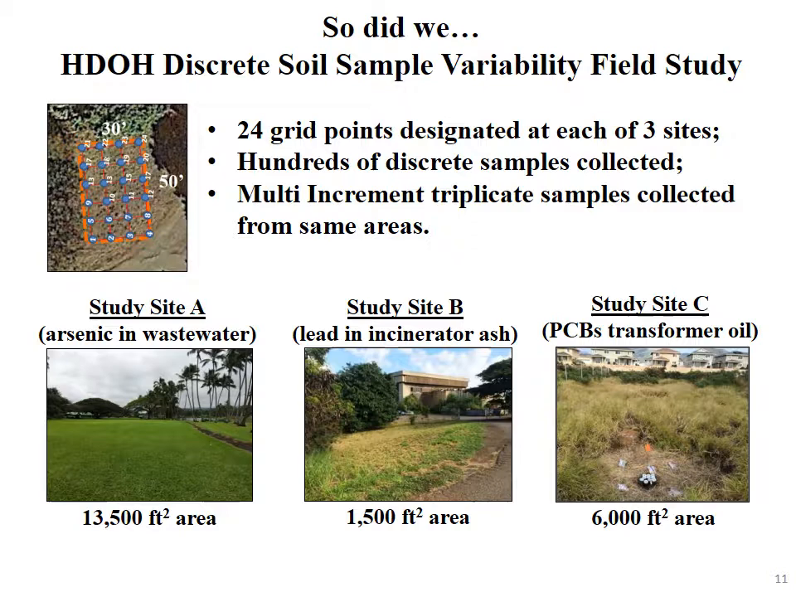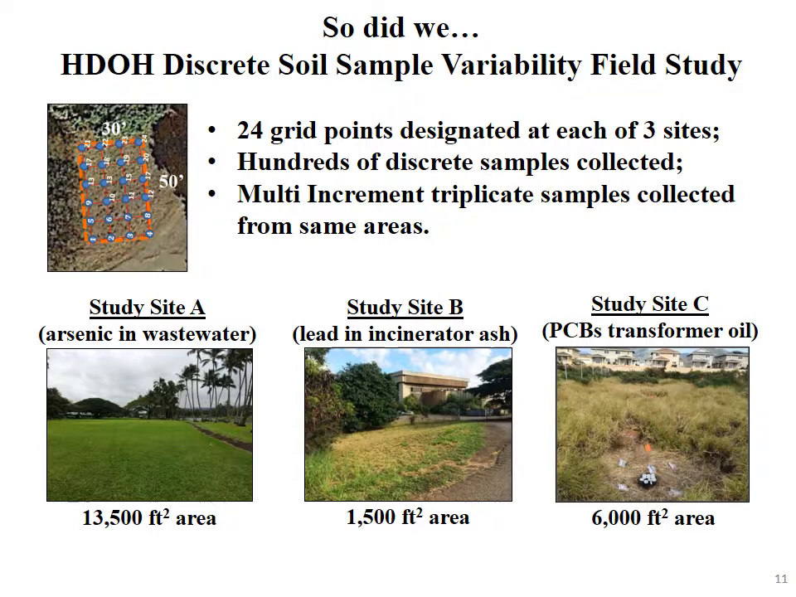Each one of the sites, we designated 24 grid points, and at each one of the grid points we collected multiple samples, or hundreds of samples at each site, and tested them and looked at variability. Study site A was a site with fine-grained soils suspected to be contaminated by arsenic and wastewater from a facility. So fine-grained soils, contamination with wastewater, we expected the variability or small-scale heterogeneity within this site to be lower than anywhere else. It was kind of an ideal situation where if the contamination was really uniform, it should be uniform here.